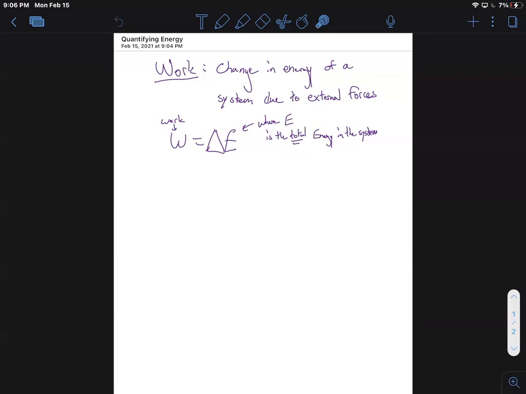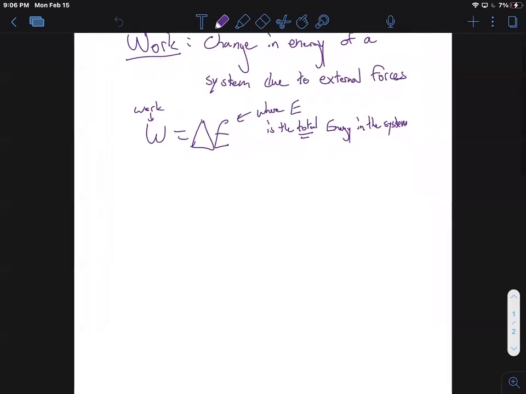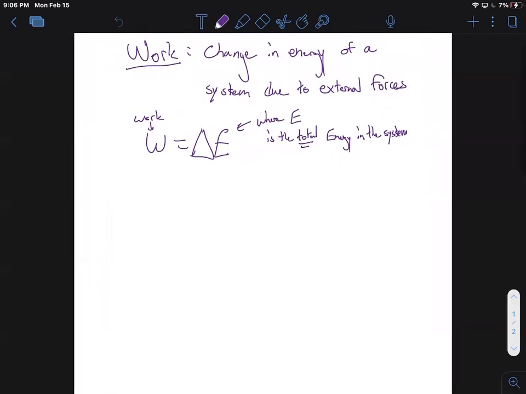So here's our first mathematical representation. Work, capital W, is equal to the change in the energy, where this E is standing for the total energy in the system, so the sum of all the different kinds of energy. That's our general definition of work, but there's also a mathematical definition.